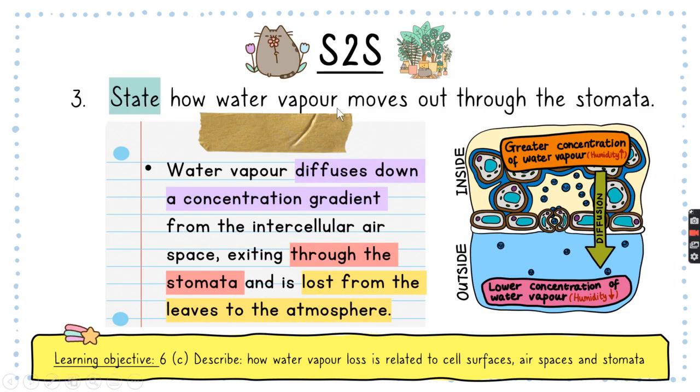Okay, lastly, state how water vapor moves out through the stomata. Water vapor diffuses down a concentration gradient from the intercellular airspace, and it exits through the stomata only because that is the only exit point it has. And then water vapor is lost from the leaves into the atmosphere. That means that it is not in the leaves anymore. So that is our learning objective 6C: describe how water vapor is related to the cell surfaces, aka that water film, and the air spaces, how it enters through the air spaces, and finally exits through the stomata.